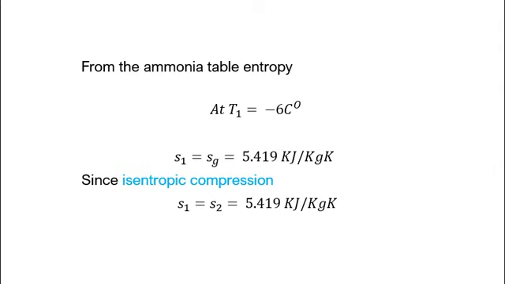Now from the ammonia table again, we can find the entropy at temperature -6 degrees Celsius. So when T1 is equal to -6 degrees Celsius, you can see that the entropy value S1 is equal to Sg from the table, and that is equal to 5.419 kilojoules per kilogram Kelvin. And since the compression is isentropic, the entropy remains constant. So S1 is equal to S2, that is equal to 5.419 kilojoules per kilogram Kelvin.